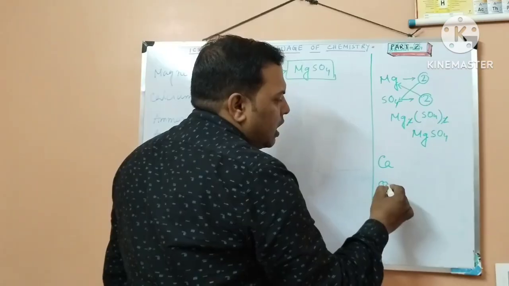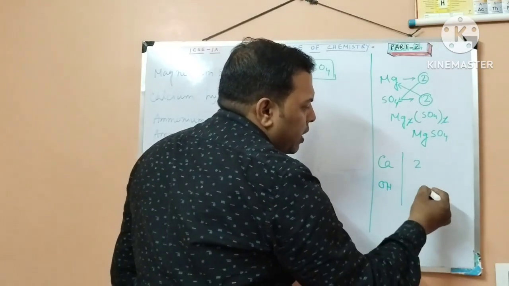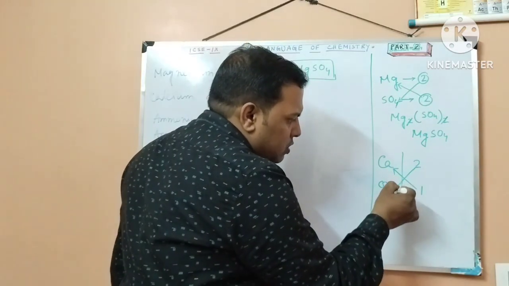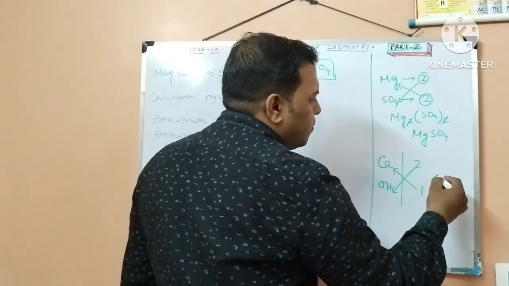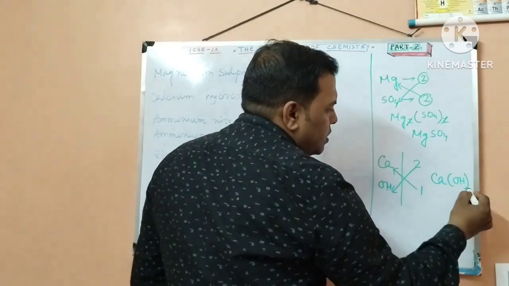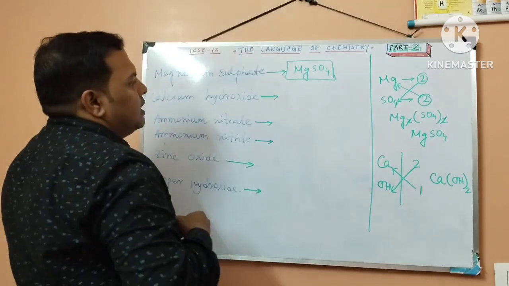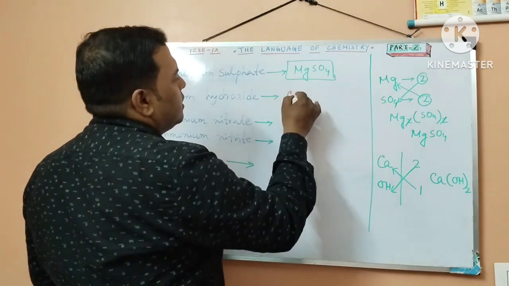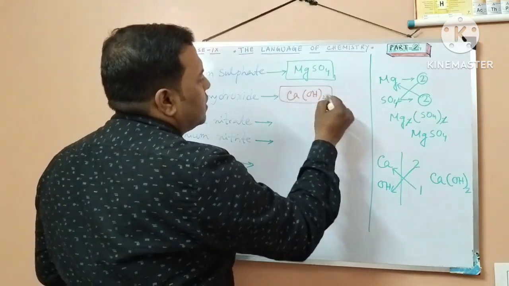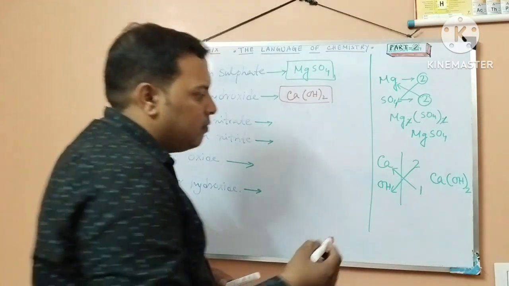Then calcium hydroxide, in a similar way. Calcium is Ca, hydroxide is OH. Valency of calcium 2, valency of hydroxide 1. So this 2 will go there and the 1 will come here. Ca and OH will come twice, so the whole OH is 2. So what is the formula of calcium hydroxide? It became Ca(OH)2. Clear?